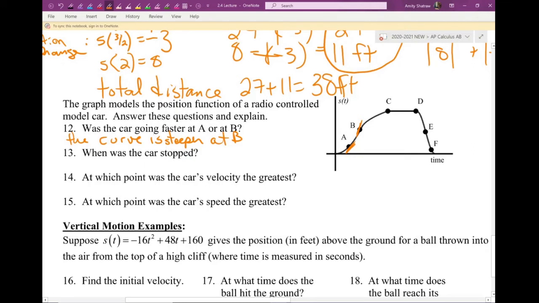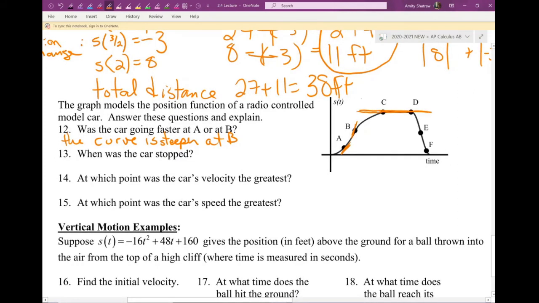Now we want to look at number 13, and it says, when was the car stopped? And if I have a 0 slope, that's when I'm expecting my velocity is 0, meaning that I'm not moving. That is as close to a 0 slope as I can get on this graph. So I'm going to say between C and D, and I'm going to say the velocity is the slope, and it's 0. Well, it's approximately 0 between C and D.